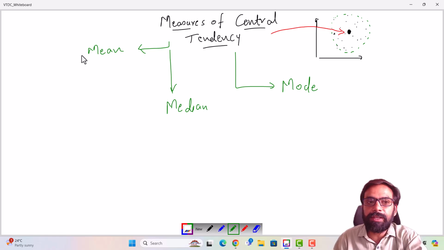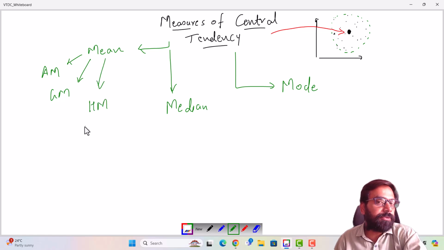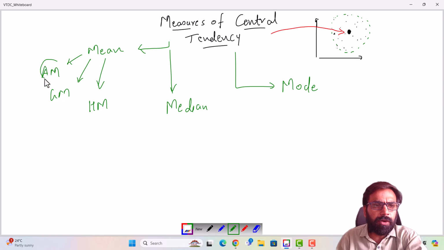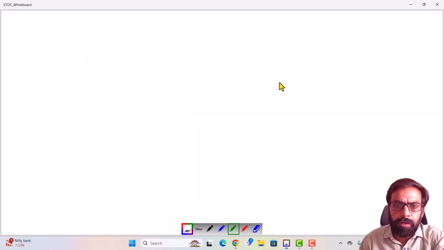Mean also has three kinds. One is AM, arithmetic mean. Then we have GM, geometric mean. Then we have HM, harmonic mean. Mostly we use arithmetic mean over here. So let's try and understand what this means. All right, let me start with mean.